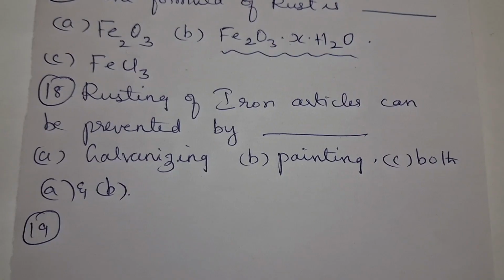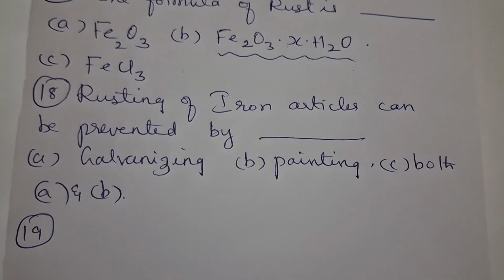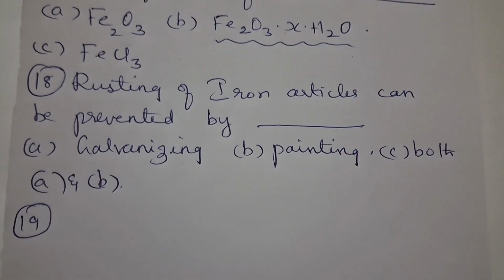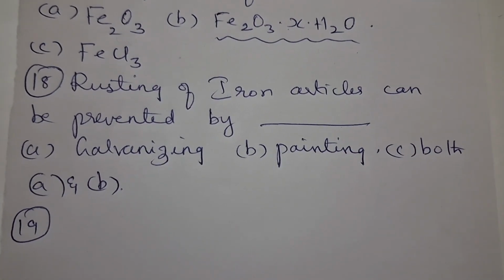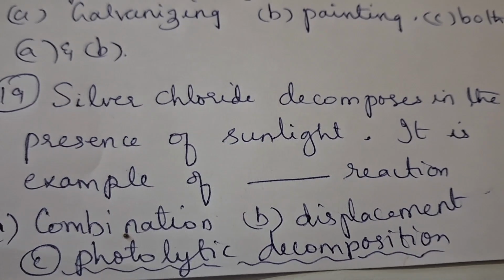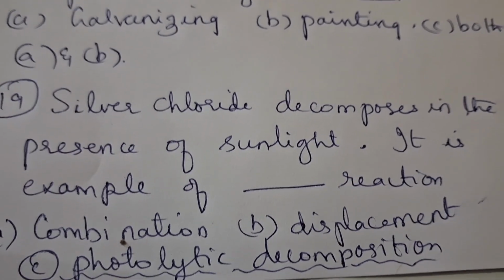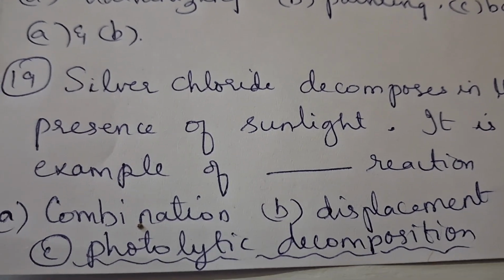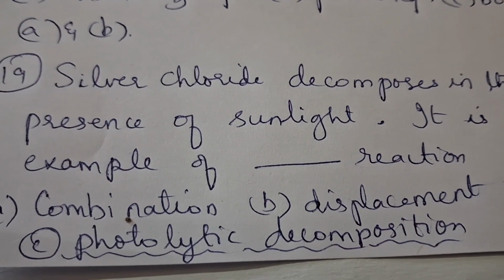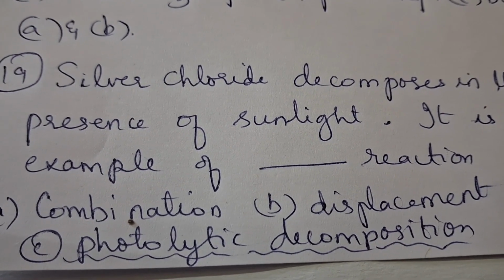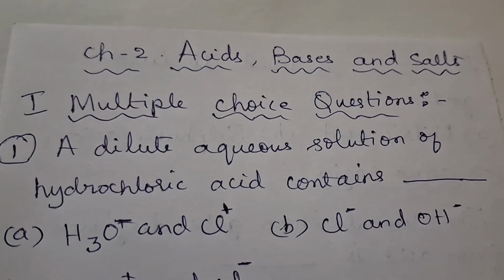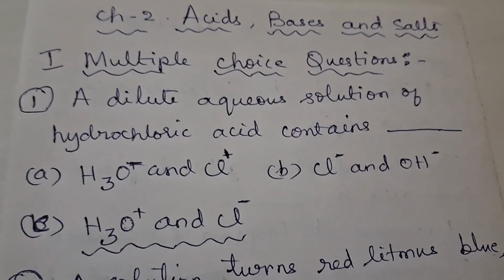Rusting of iron articles can be prevented by galvanizing, painting, or both A and B. So both A and B is the answer: both galvanizing as well as painting. Silver chloride decomposes in the presence of sunlight. It is an example of dash reaction: combination, displacement or photolytic decomposition. The answer is photolytic decomposition. Next is chapter 2, acids, bases and salts. So, multiple choice questions from this chapter.